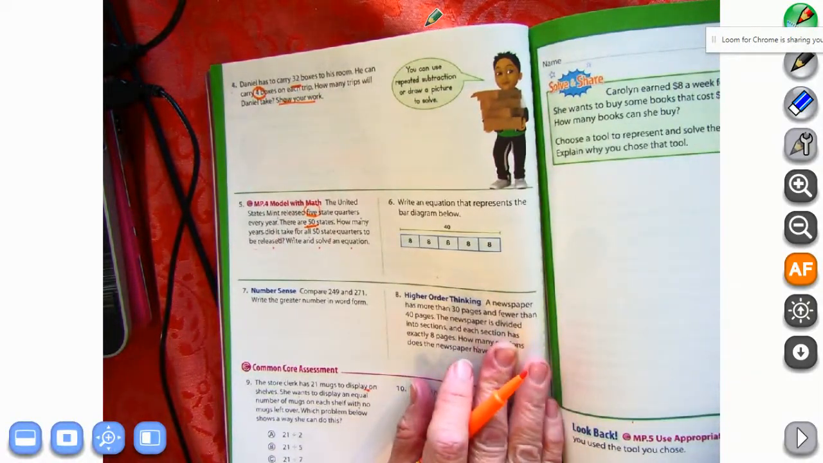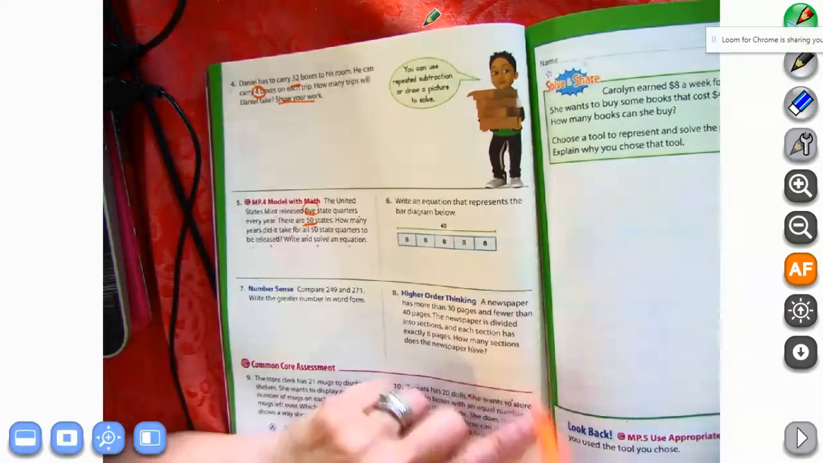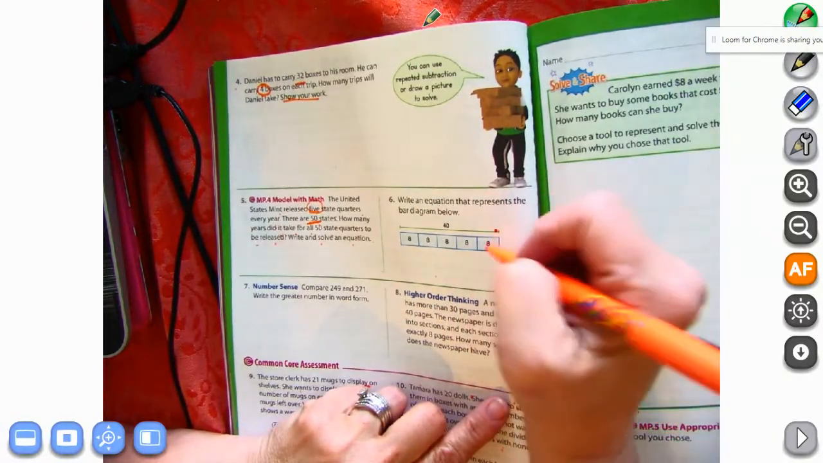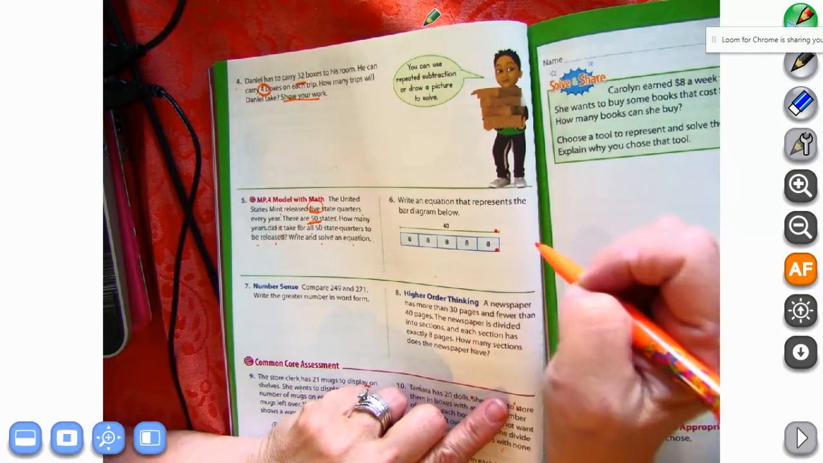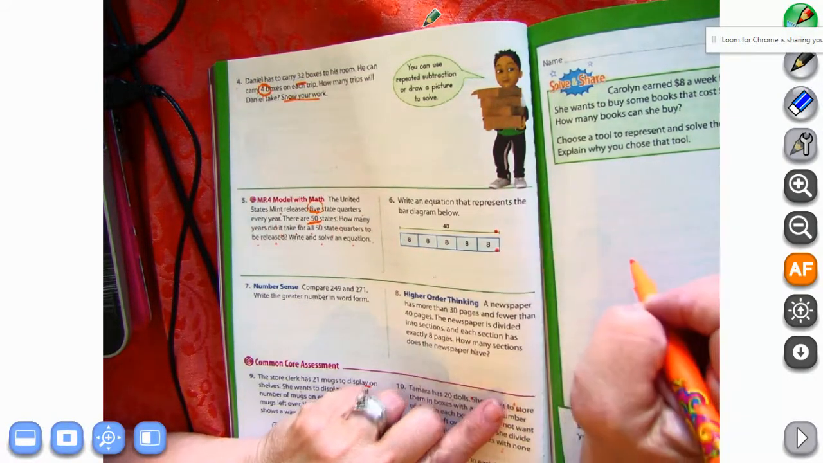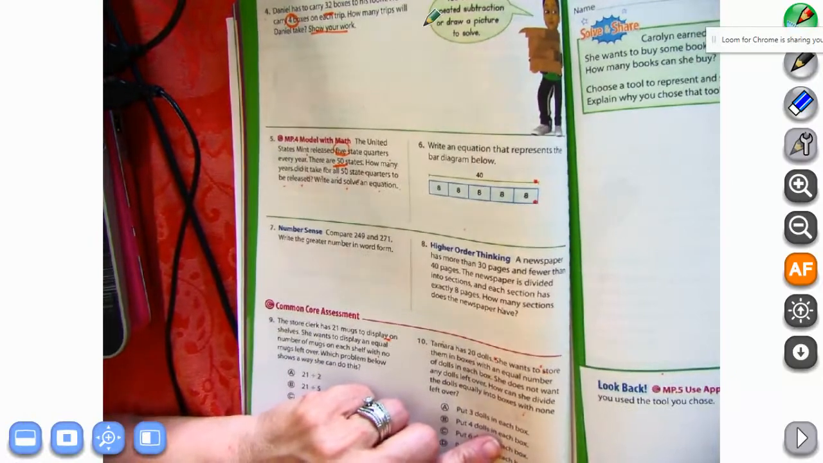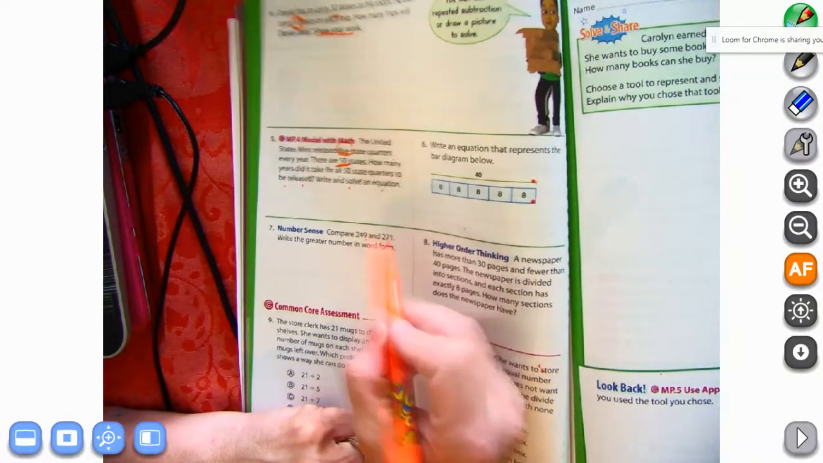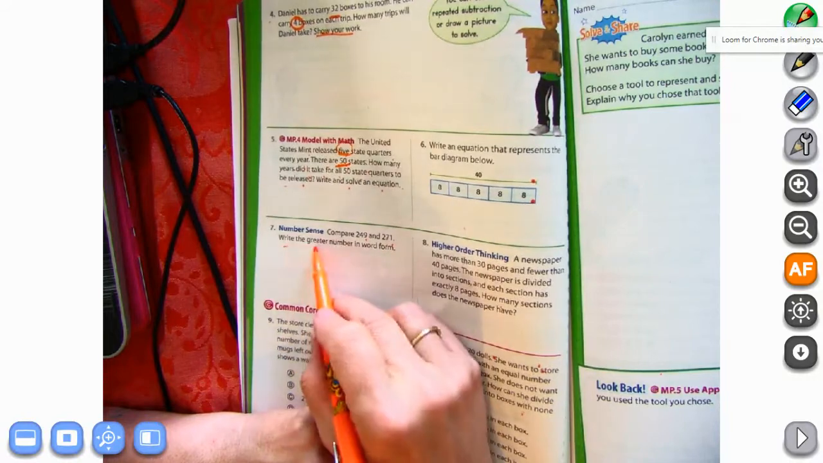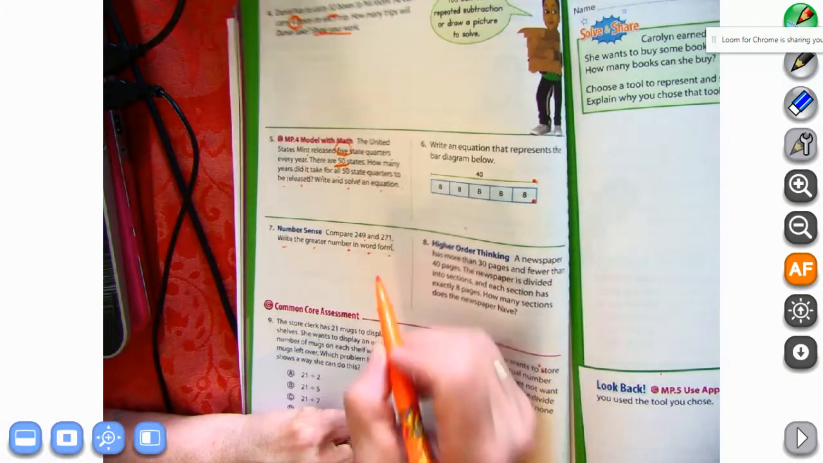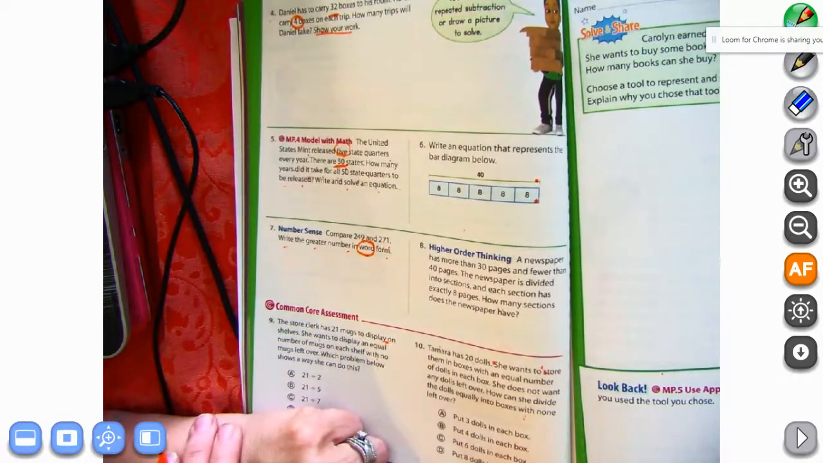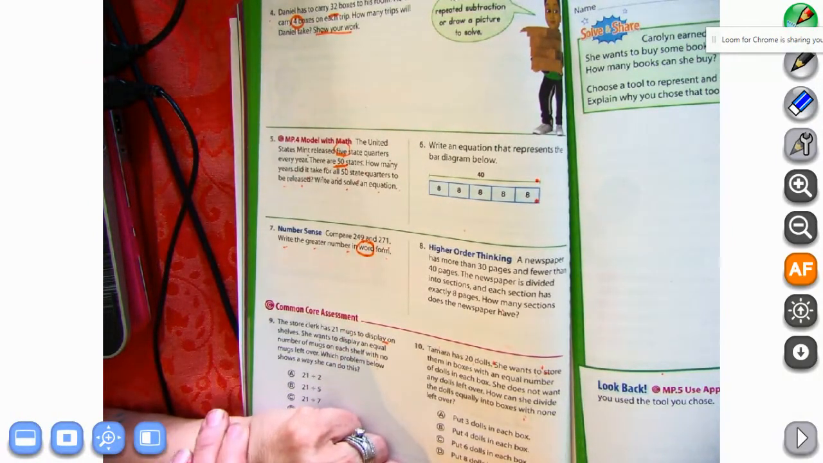Number 6 says, write an equation that represents the bar diagram below. We have 40 total, broken up into groups of 5, and there are 8 in each group. What equation can you write here? Okay. Number 7 says, compare 249 and 271. Write the greater number in word form. Ooh, word form. That's going to be tricky. Looks like you're going to need to say hundreds, tens, ones to explain yourself. Right?